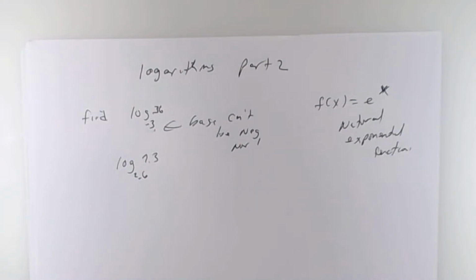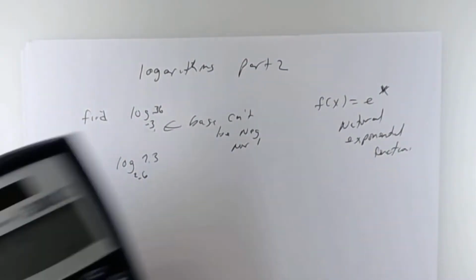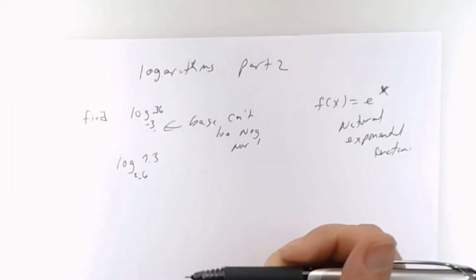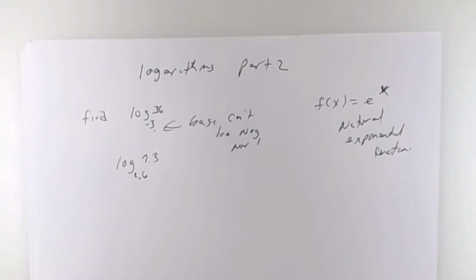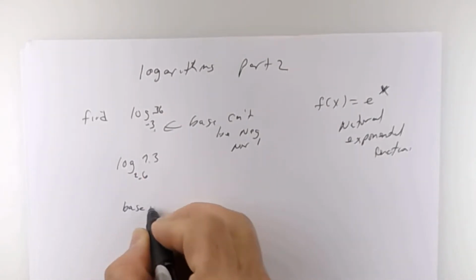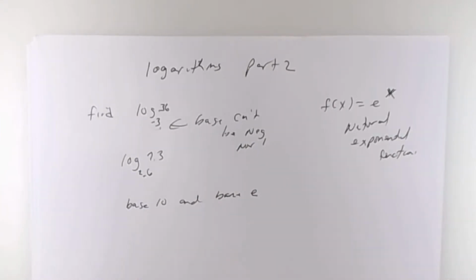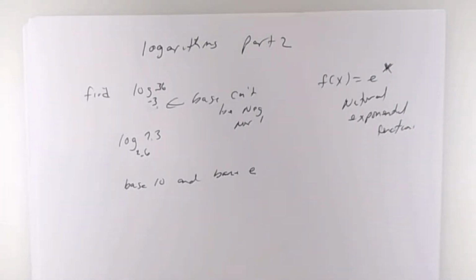Okay, now, on your calculator, there's an LOG button and an LN button. You see that? Okay. The two more common bases that occur more often in the sciences are base 10 and base e. Those are the two bases that occur more often than any other base.